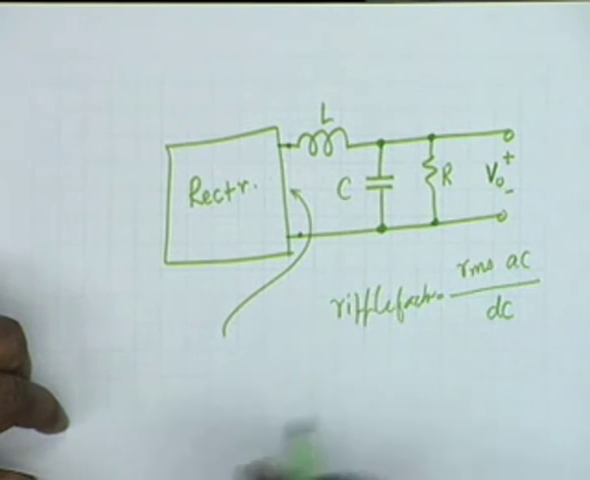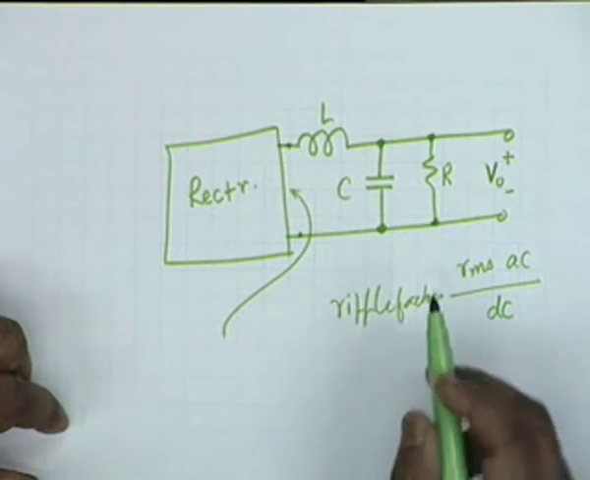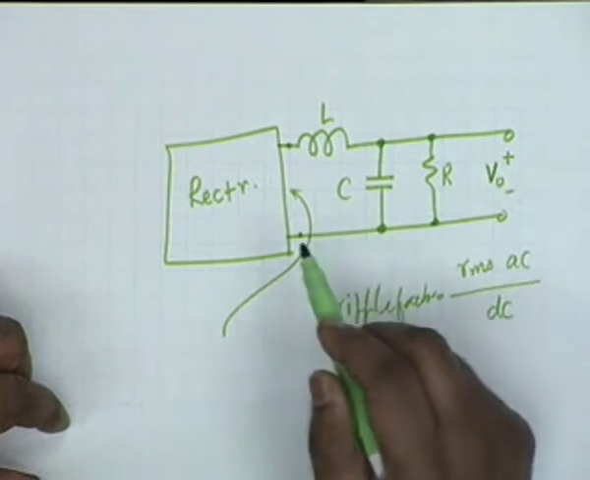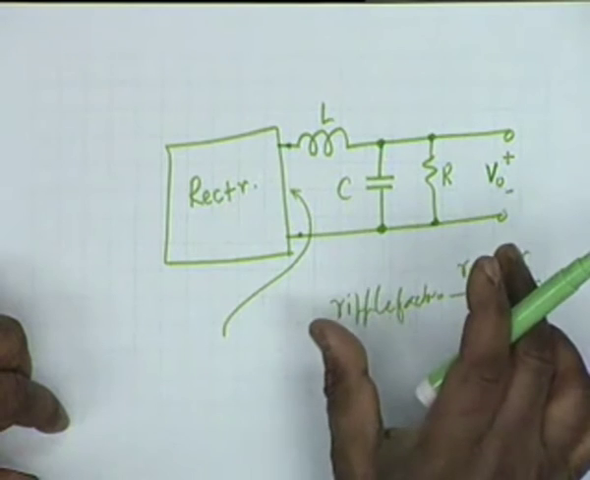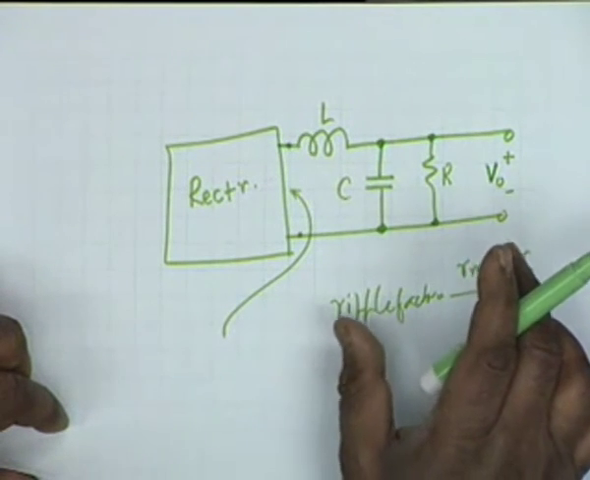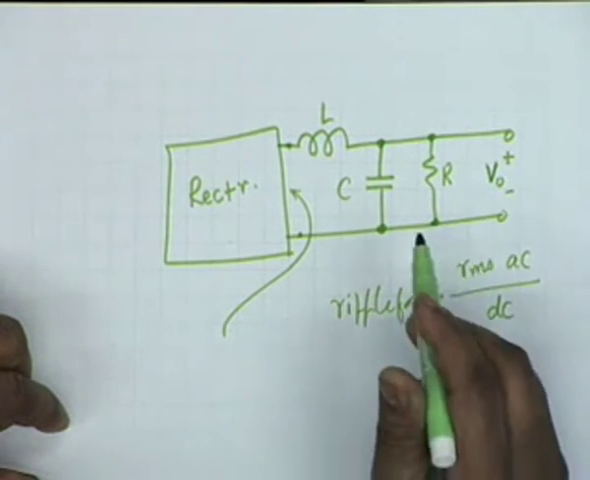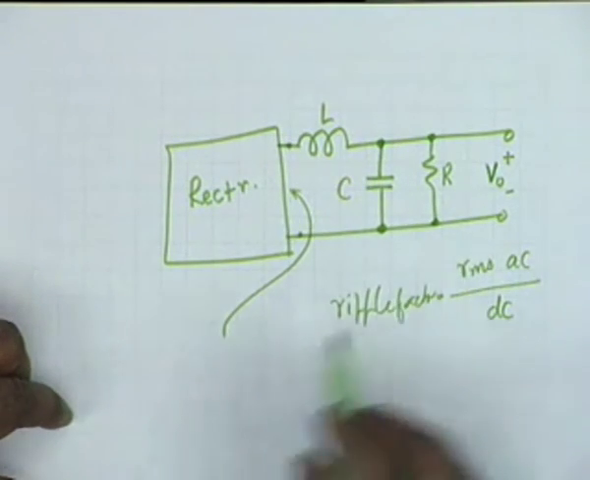Alright. So the ripple factor is a measure of the effectiveness of the filter. You measure the ripple factor at the output and the ripple factor at the input. These two should differ greatly. The output ripple factor should be much less compared to the input ripple factor, then the filter has been effective.